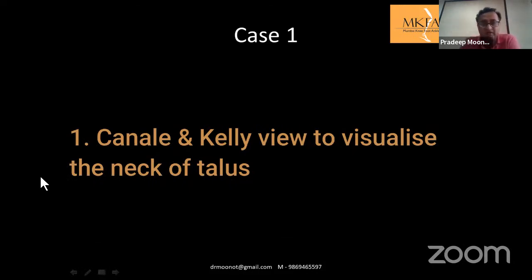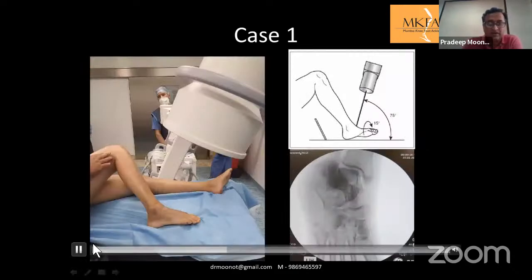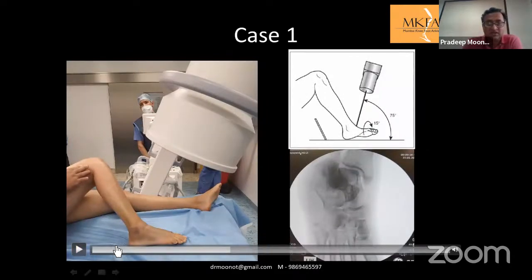So how do you get the views? Canale and Kelly view to visualize the neck of the talus. That's how you get it. Now you can see how that's been done. So plantar flexed, pronated, 15 degree oblique. And this is the same patient's view. You can see this is the fracture line and you can see the whole neck in profile.